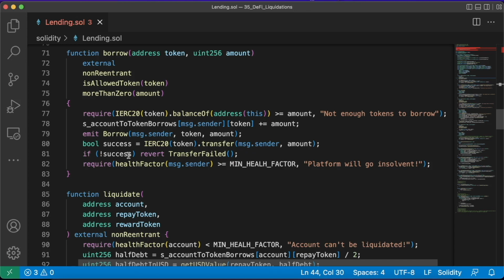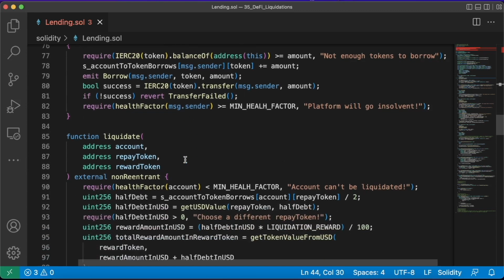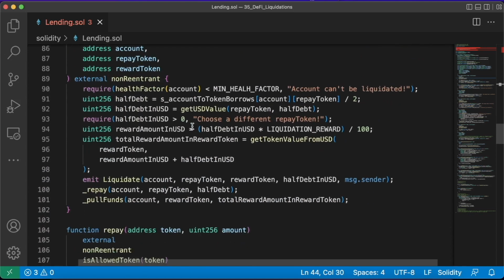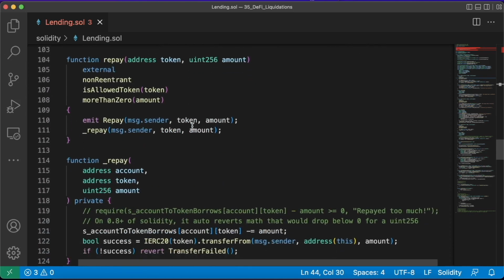This one actually requires that the health factor of the sender, after all of these state changes have been executed, is greater than or equal to the minimum health factor, which is 1. This is to ensure that the borrower has enough collateral to fulfill its obligations. So we have it there. And the liquidations we are going to do as the last function, so we leave it for now.